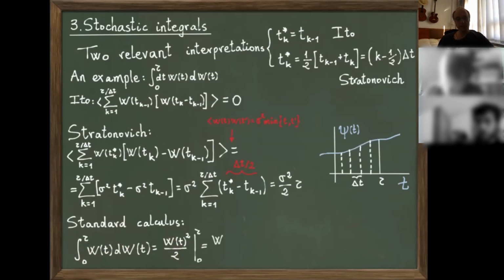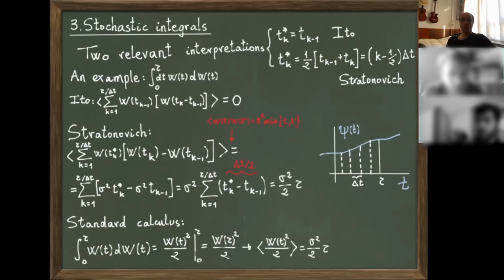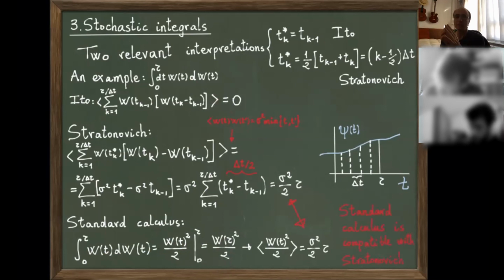If I do this, I evaluate w in tau, then w in 0, but w, remember, at 0 is 0 by definition. So I get this, and if I average this, what I get is sigma squared divided by 2 tau. So the standard calculus gives me the same result as the Stratonovich, but not Ito. So what I get from here is that standard calculus is compatible with the Stratonovich interpretation, but not with the Ito interpretation.